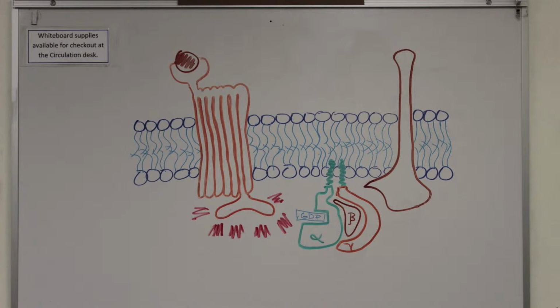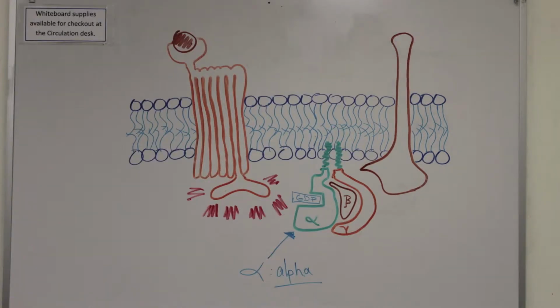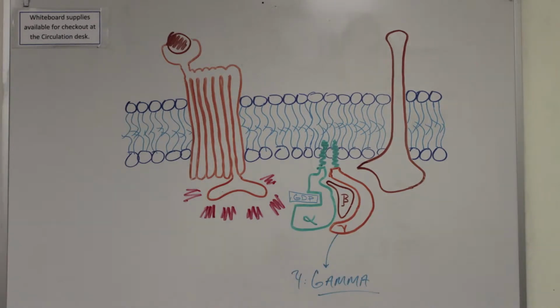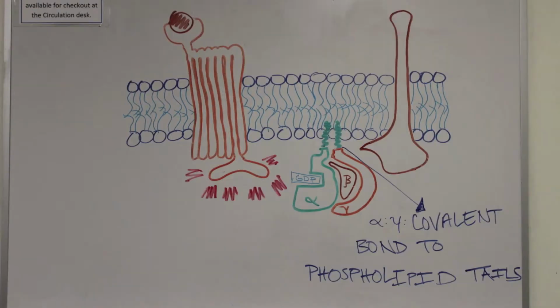This protein is comprised of 3 subunits: 1 alpha, 1 beta, and 1 gamma subunit. From this point forward, we will refer to this intact triunit as a G protein. Alpha and gamma subunits possess covalently attached bonds to the lipid tails of the phospholipid bilayer. This serves as an anchor for stabilization in the plasma membrane.